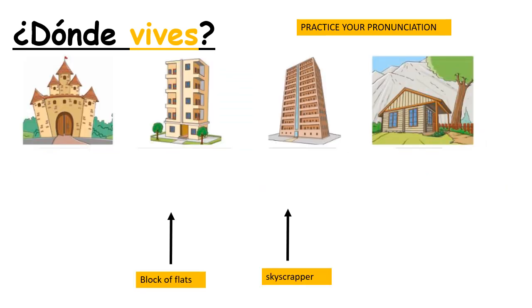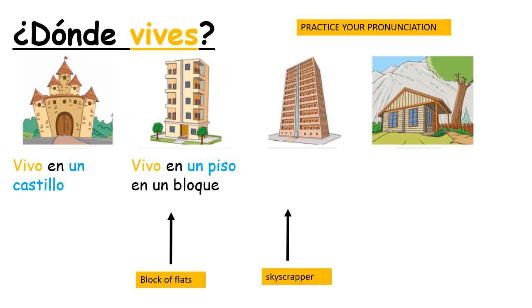Right, okay, this slide again, we've got Dónde Vives. So we're practicing our pronunciation. So we've got vivo en un castillo. What sound does that double L make? Your next one, vivo en un piso en un bloque. Vivo en una rascacielos. Vivo en un chalet.